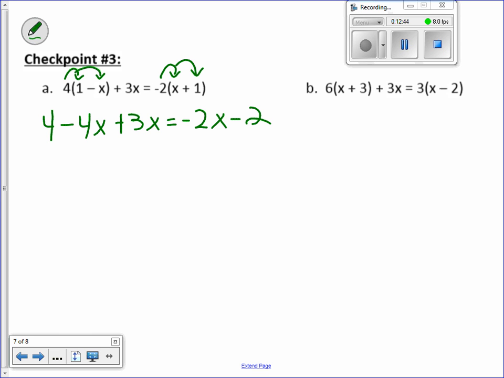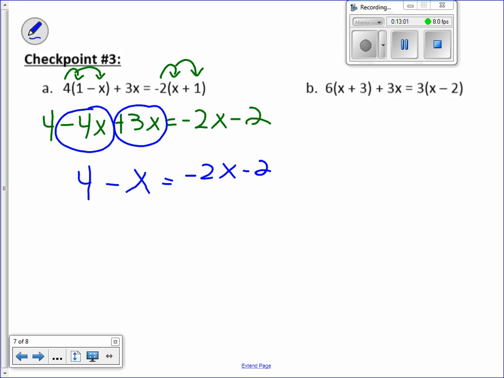But I'm still not finished. I still have some terms I can combine on the left-hand side. So I know that that negative 4x and positive 3x are like terms, so I can combine them. I have 4 minus x is equal to a negative 2x minus 2. From here, I've simplified on both sides of that equal sign. Now I can move my variables to one side. And remember, when in doubt, move all variables to the left.